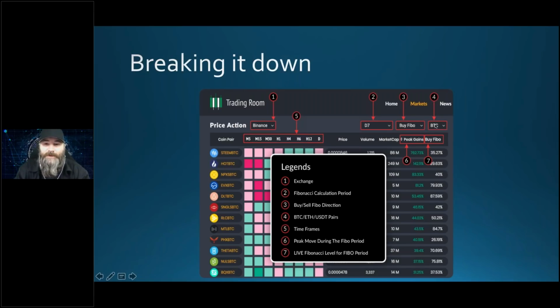Number 4 right here, this is going to be your pairing. So you could do a BTC, an ETH, and a USDT pairing so far on Binance. So that is how you'll break down what coins are actually shown. And then you have your peak gain and then your buy Fibo.